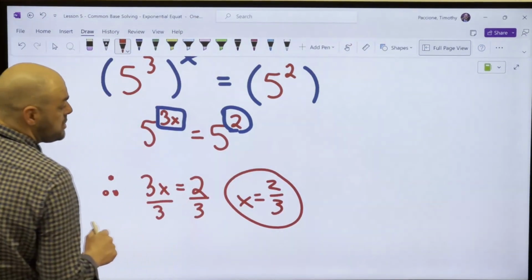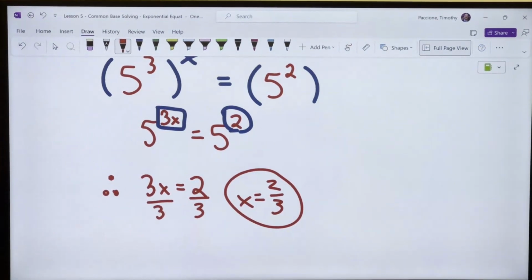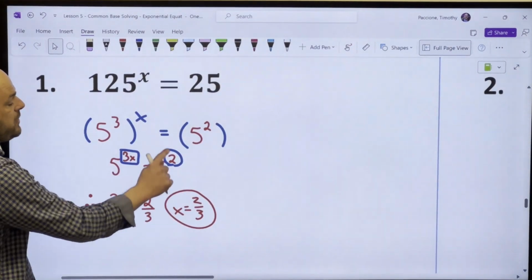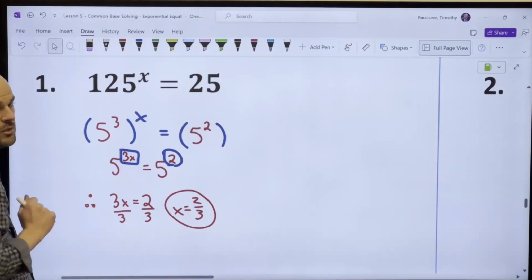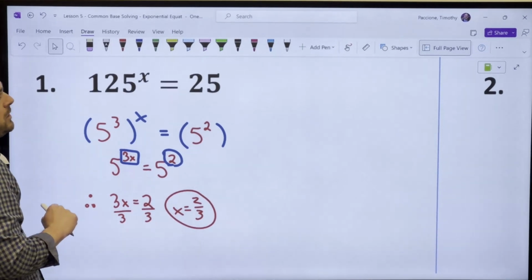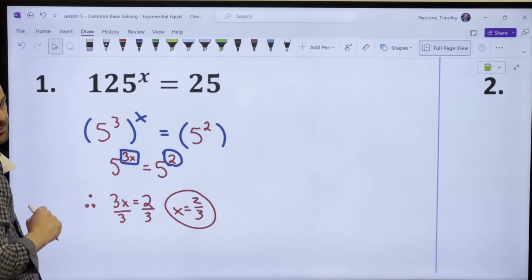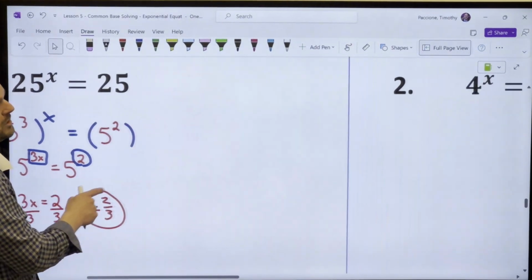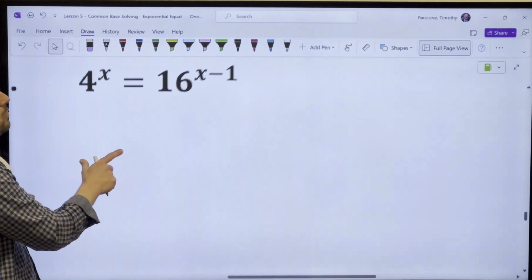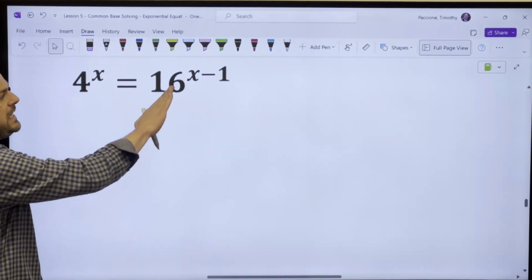And like any good solution, you can check your work, right? If I raise 125 to the 2/3, I would get 25. You can do that both with your calculator or without, right? But that would be true. I would show you, but we're short on time. All right, this one. 4 to the x, 16 to the x minus 1.